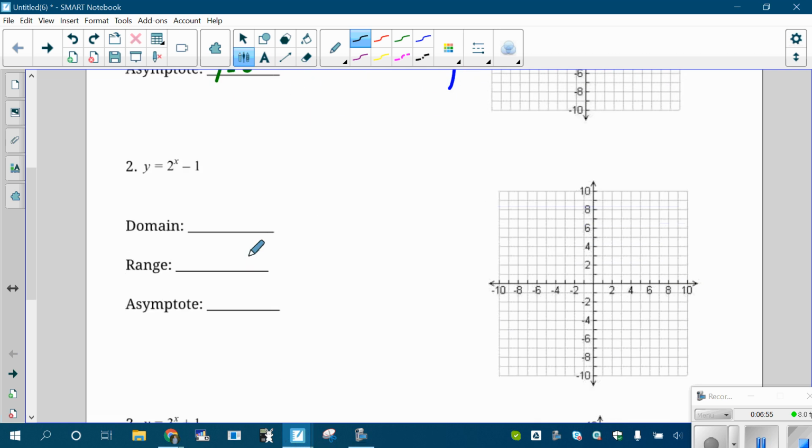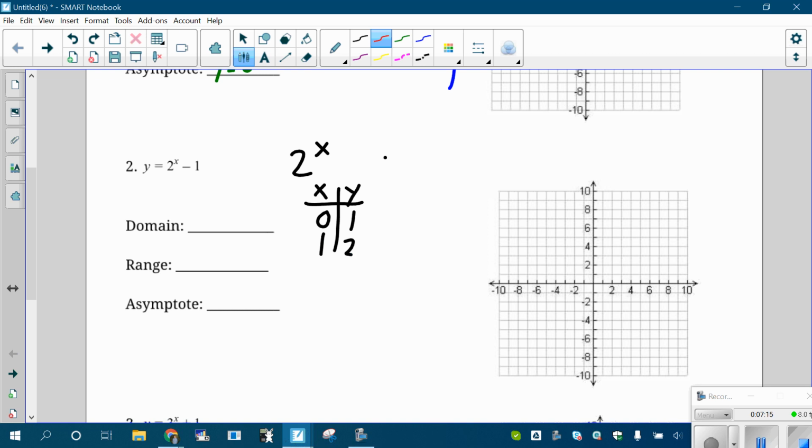Let's do another one together. I'm going to do it a little quicker here. I'm thinking about 2 to the x minus 1. I'm going to think about just regular old 2 to the x first, and I'm going to figure out a couple of points on that. I know 0, 1 is on it, and I know 1, 2. 2 to the first is 2.